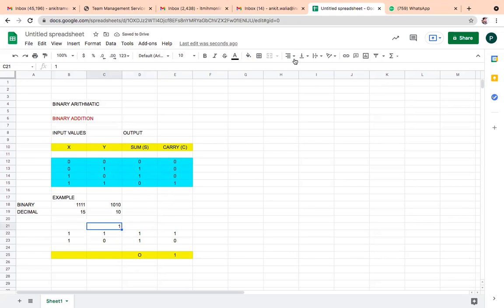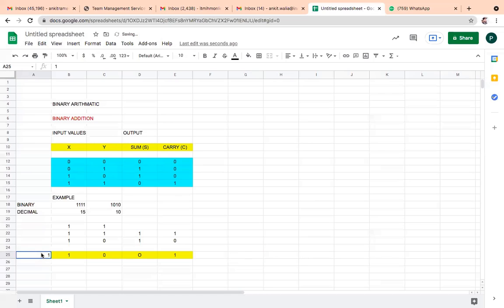Then we have 1 plus 1, that is 0, but the carry would be 1, that would be forwarded. And 0 plus 0 is 0, yes, again there would be a carry 1. Okay, fine. Now 1 plus 1 is 0, but 0 plus 1 is, sorry, 1, and the 1 carry would be forwarded over here.